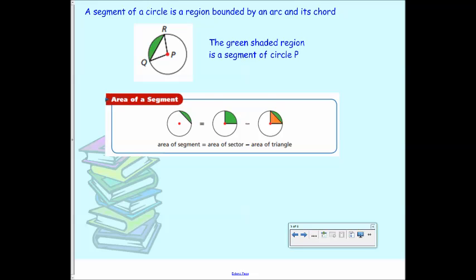To find the area of a segment, we find the area of the sector the same way, and then you just take away the area of the triangle. The good news is if you have a radius, you can find the area of that triangle, because how do you find the area of a triangle? Base times height over 2. And the radius would be the side, the base, and the height of the triangle. So as long as you have the radius, you should be good to solve it.